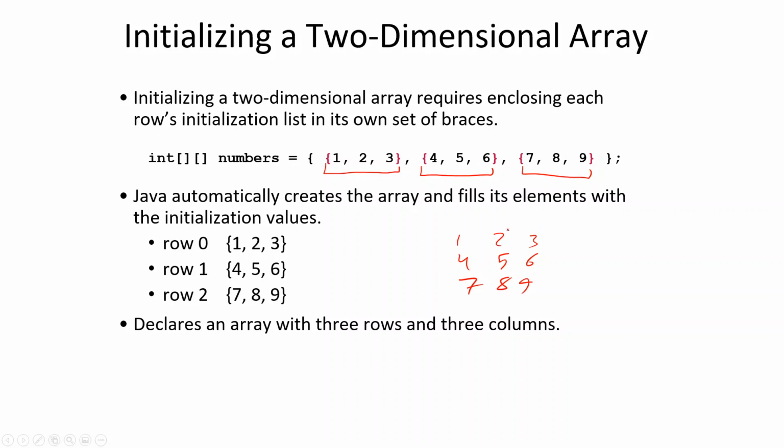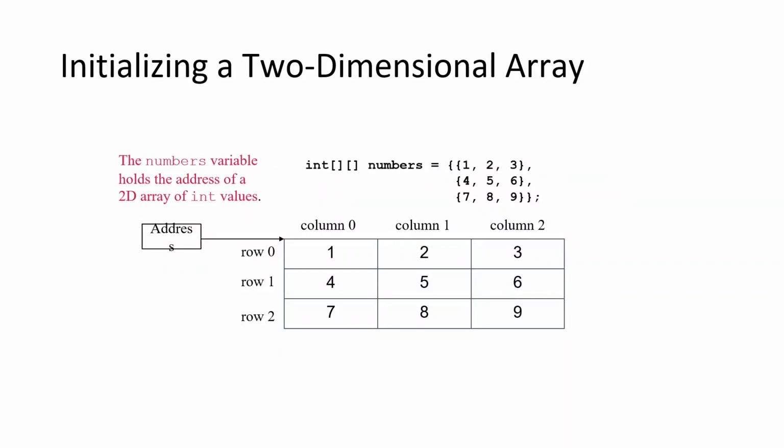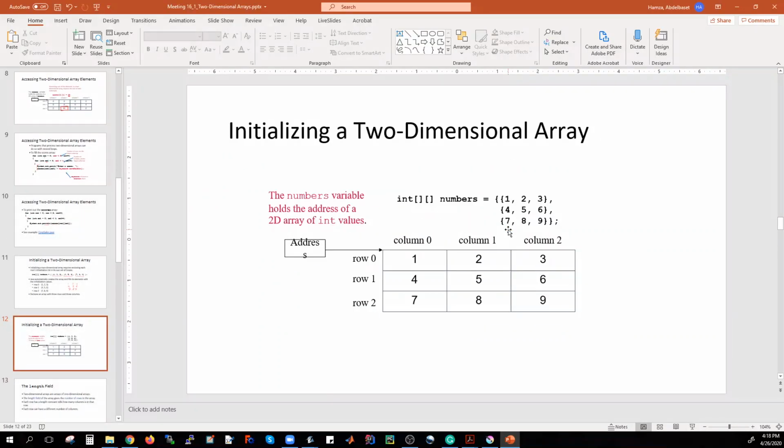So that's how you initialize or hard code values to a two-dimensional array. This is exactly what's happening here: 1, 2, 3, 4, 5, 6, 7, 8, 9 is going to be assigned this way. Let's go and check an example before we continue with new concepts here.